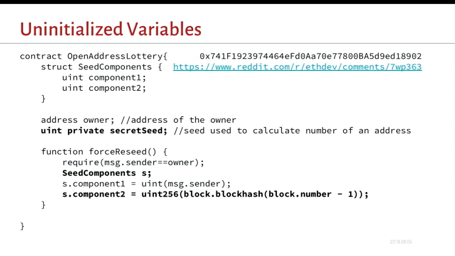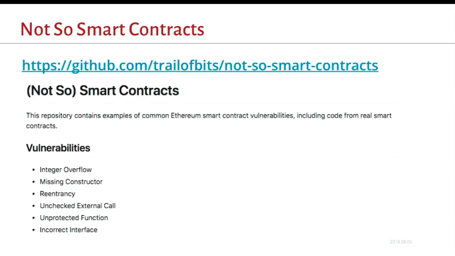And so what happens on this line that says seed components S, it actually creates a new pointer to 0. And when these assignments happen, it overwrites the state variable. So this bottom line overwrites the secret seed. And this was used to backdoor a lottery system. For more examples, we have a repository on GitHub called Not So Smart Contracts. They have concise examples and triggers for many kinds of vulnerabilities.